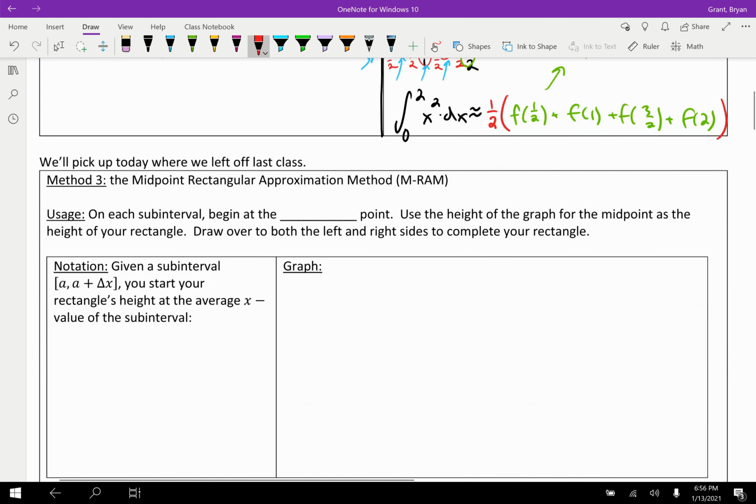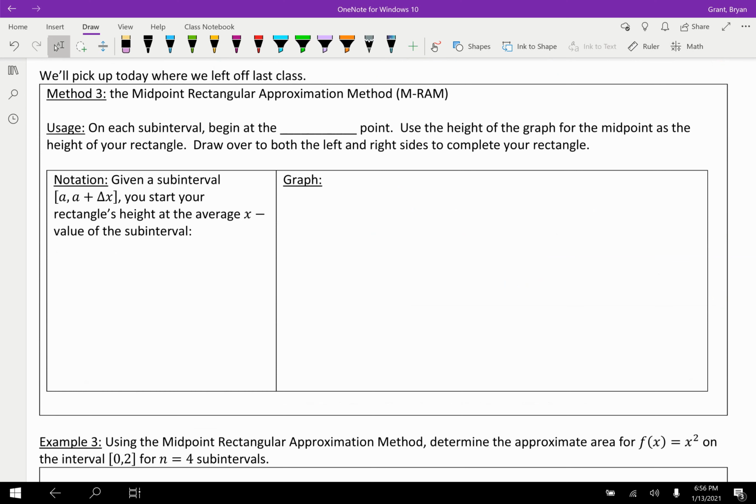All right, let's go ahead and pick up where we left off last class. We're going to learn our third method now, the midpoint rectangular approximation method, or our MRAM.